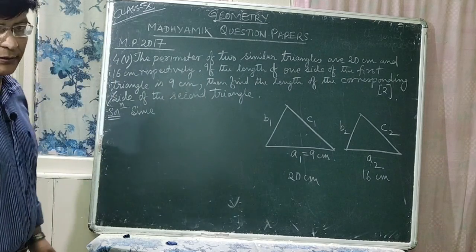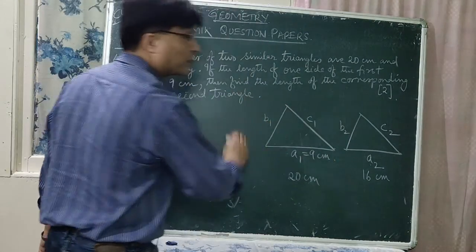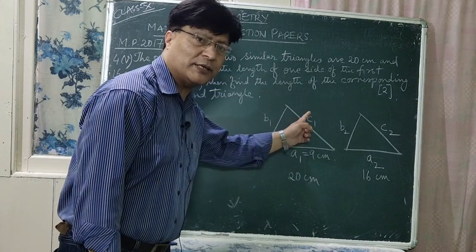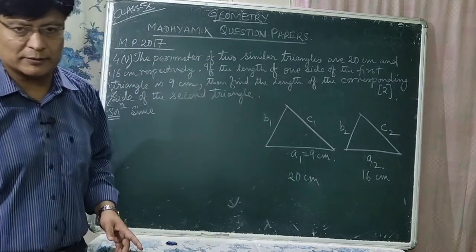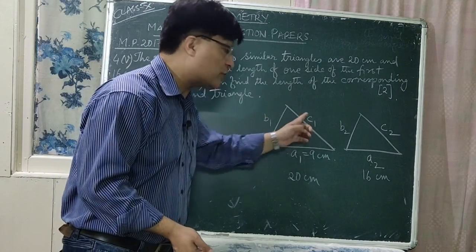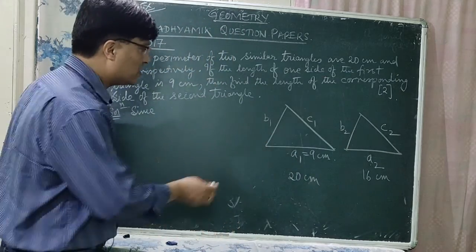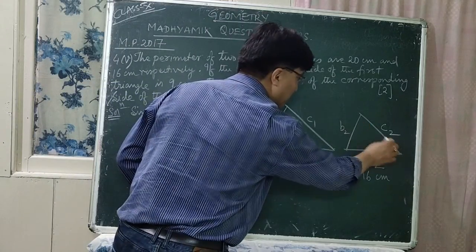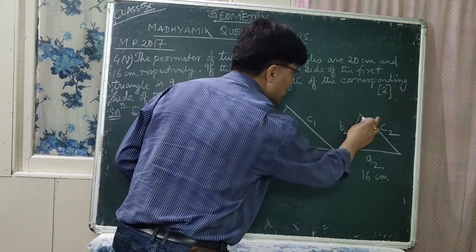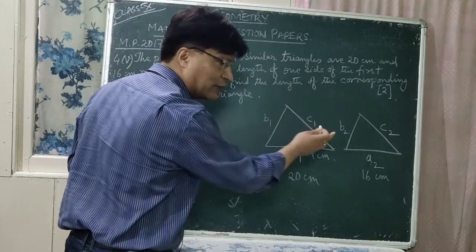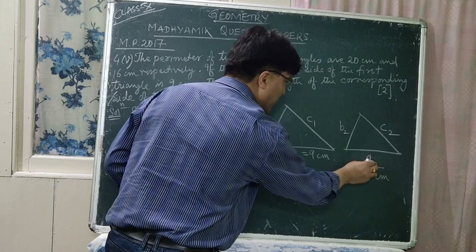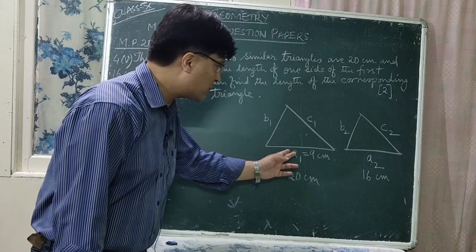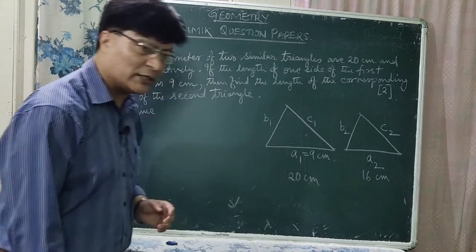What do you mean by perimeter of the triangle? In a triangle there are three sides. The sum of these three sides of the triangle will give you the perimeter. That is, A1 plus B1 plus C1 is the perimeter of the first triangle, which is equal to 20 centimeter. The sum of the lengths of the three sides will give you the perimeter of the second triangle. That is, the perimeter will be A2 plus B2 plus C2, which is given as 16 centimeter.